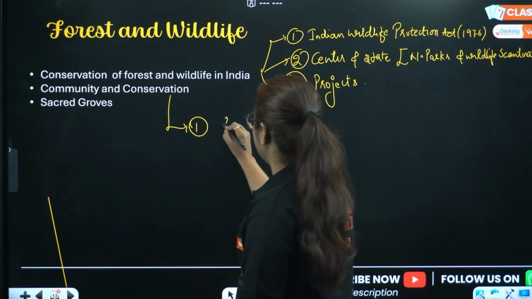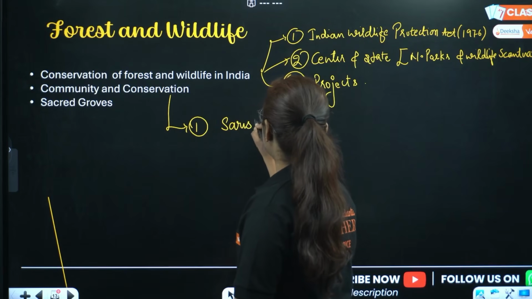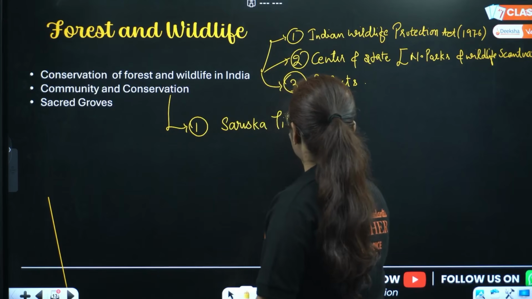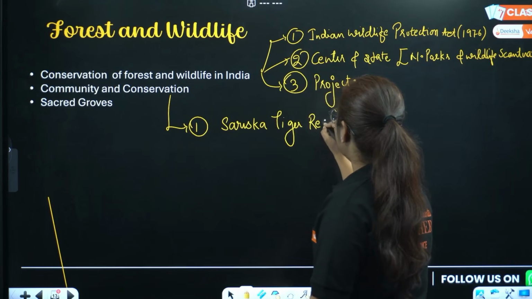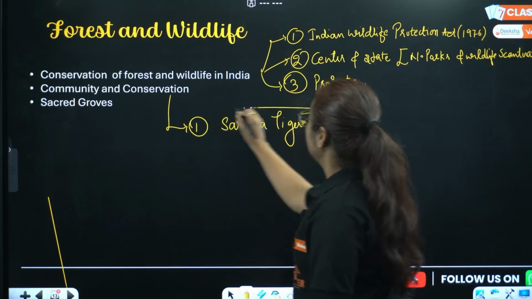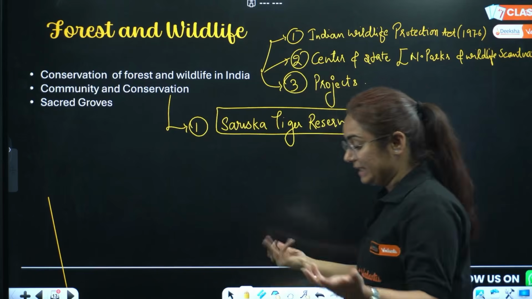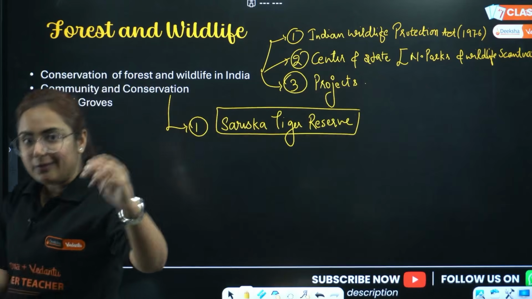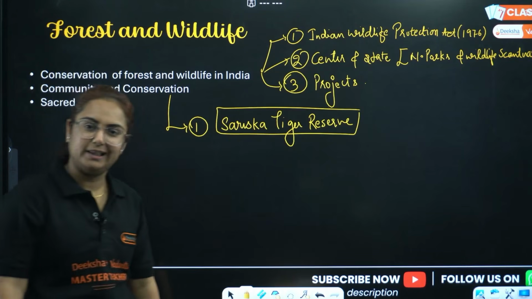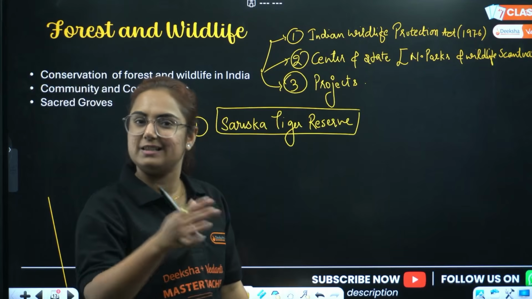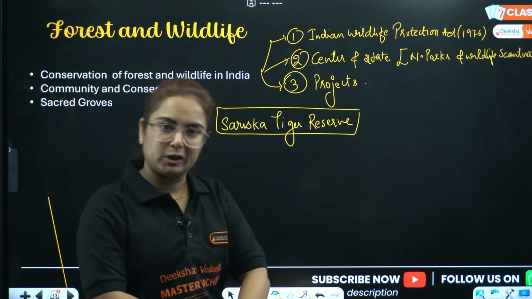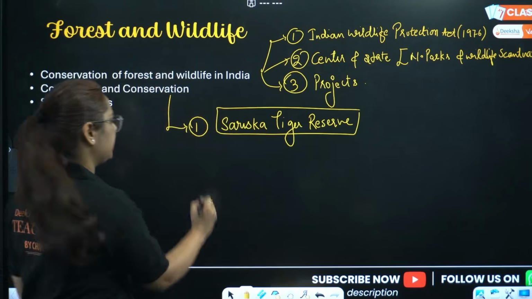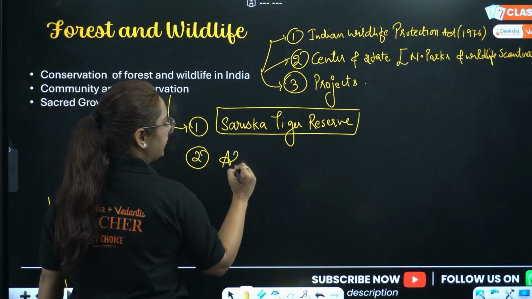First one is, I get it, Sariska Tiger Reserve. Now what happened in Sariska Tiger Reserve? The government went there for mining activity and thought that people will welcome them. People said, acha, citing the Indian Wildlife Protection Act, they said, no, we will not allow it, we'll protect our wildlife. Very good step taken.